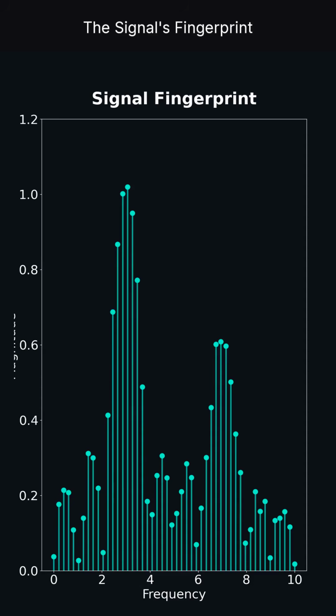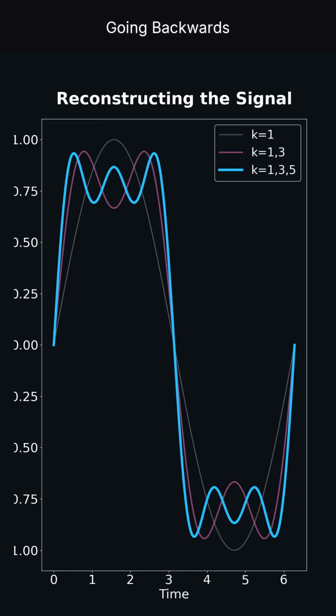By looking at the spikes, you can instantly identify the fundamental building blocks. Because of this perfect duality, we can move back and forth without losing anything. If you have the spectrum, you can perfectly reconstruct the original time domain signal by summing those exact sine waves.